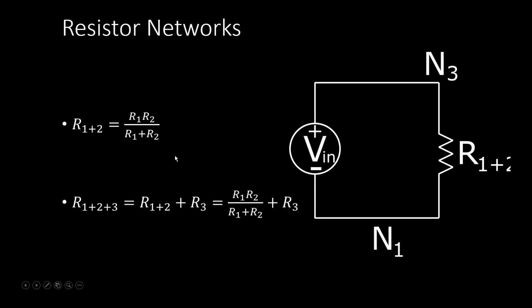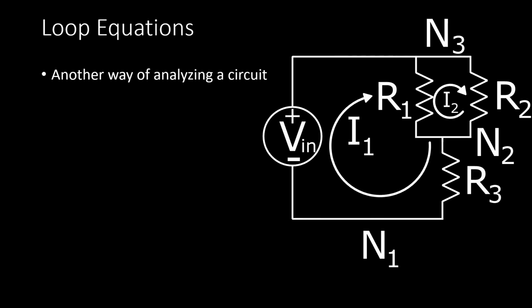So we add that first equivalent resistance we found for the two resistors in parallel to that third resistor to get the overall resistance of the circuit. So now we could just use Ohm's law to find the current that's flowing through this circuit if we wanted to. Another way of analyzing these circuits is using something that's known as the loop equations.